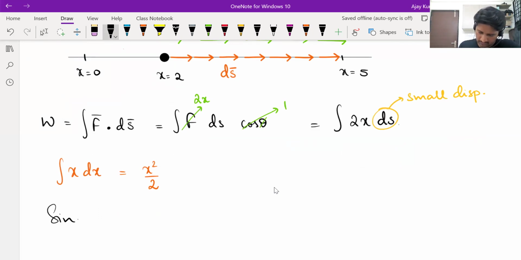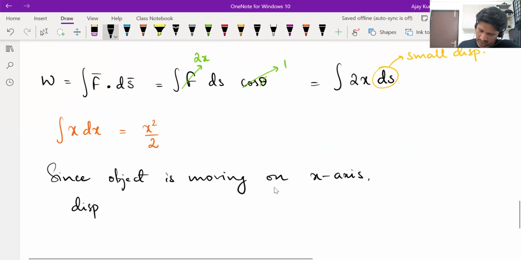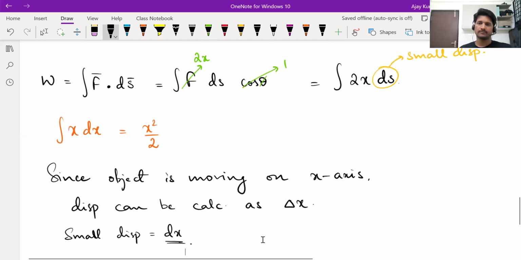So since the object is moving on the x-axis, displacement can be calculated as change in its x coordinate, final x minus initial x. And if you want small displacement, you can call it dx also. So you need to justify how you can replace ds with dx, or how to convert ds to dx, that you have to see. Okay.